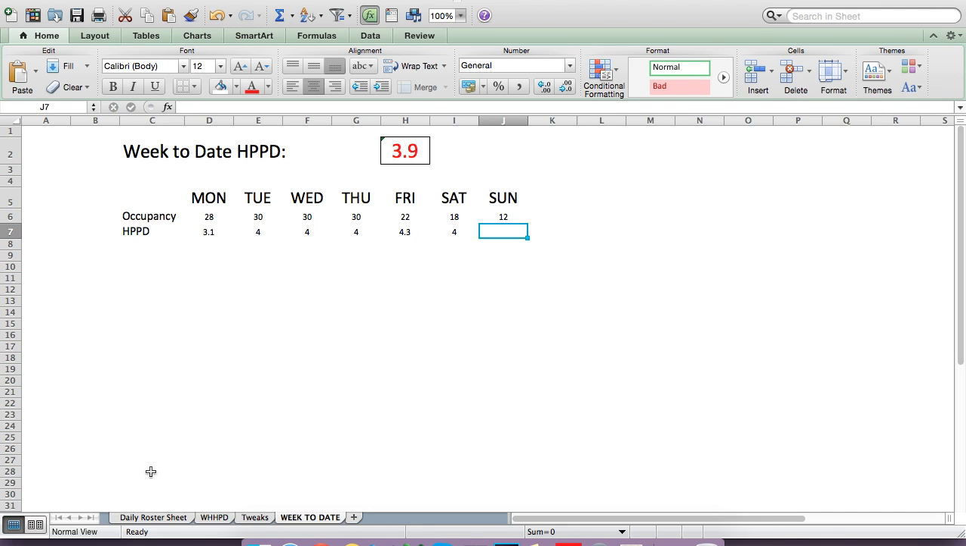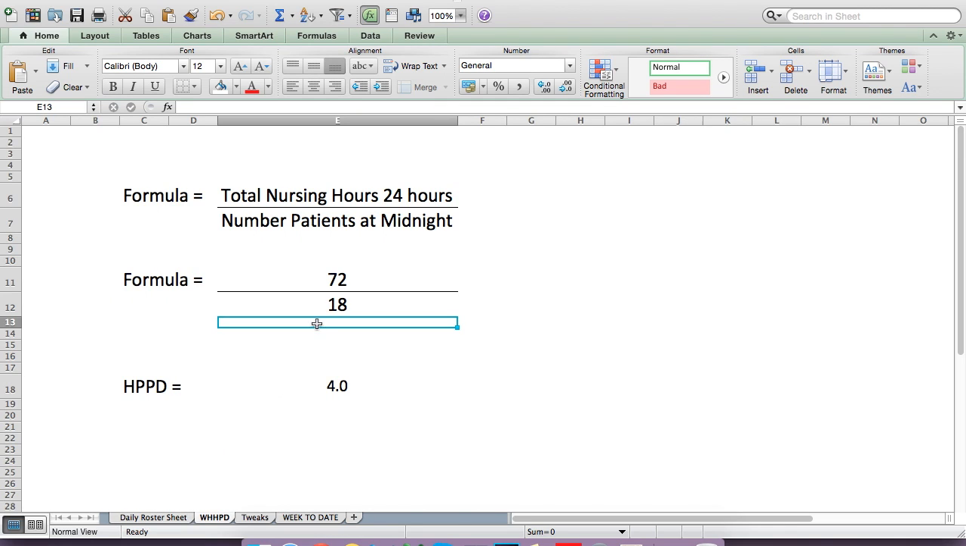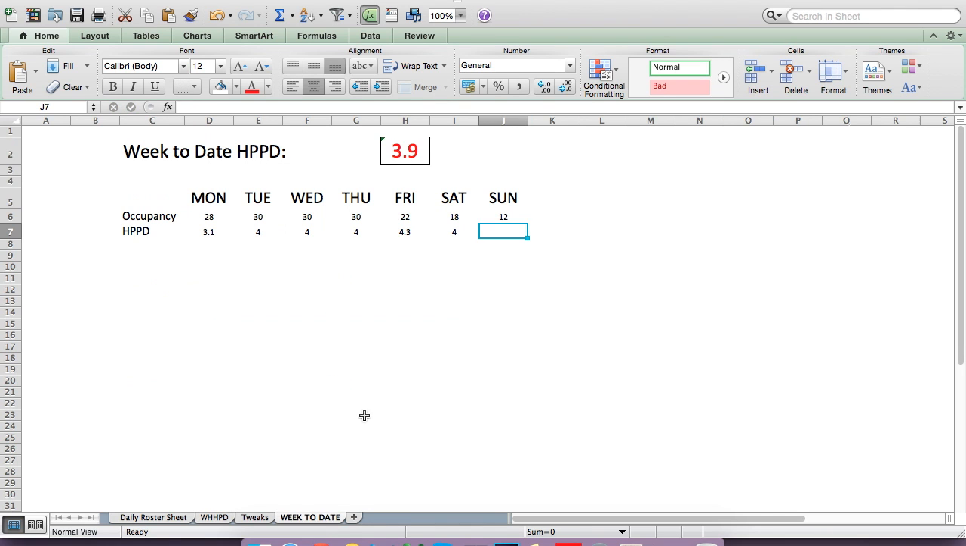Now arguably with 12 patients, I don't know whether you can change it that much more. So you're probably going to have to wear the fact that at 12 you've reached your bottom. You may be able to pull back one staff member. That's your judgment. That's why you're in the seat. But 72, now you've got 12. Now you've got an HPPD of 6. Not much you can do about that. But you've reached your target. That's all that matters. For your week, you've reached your target.